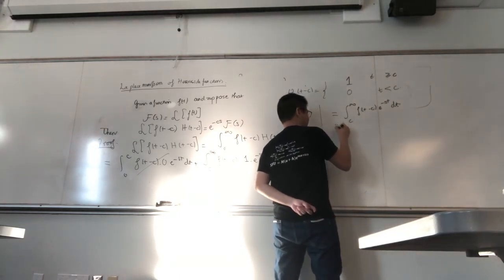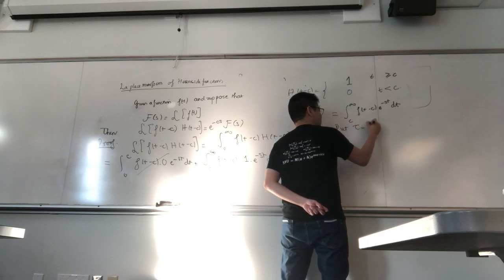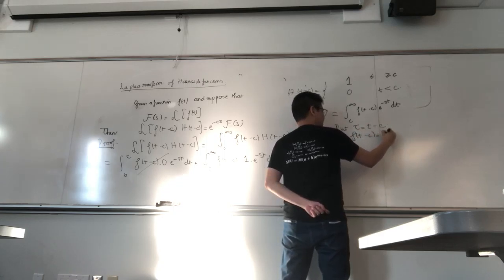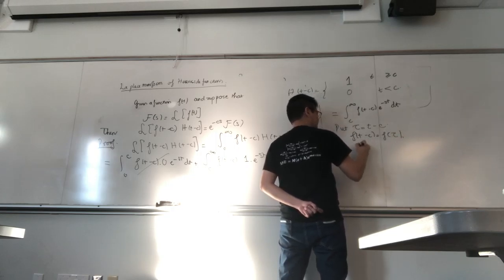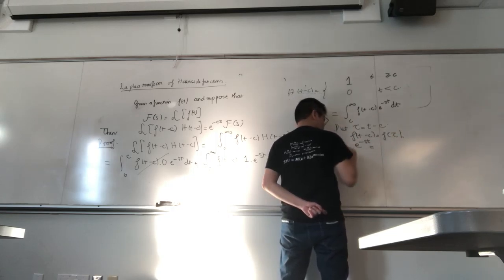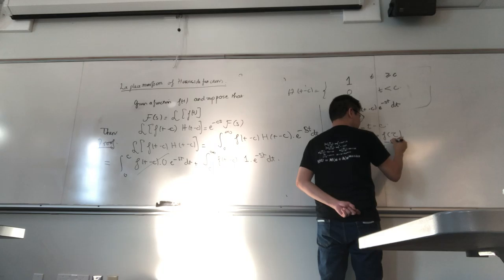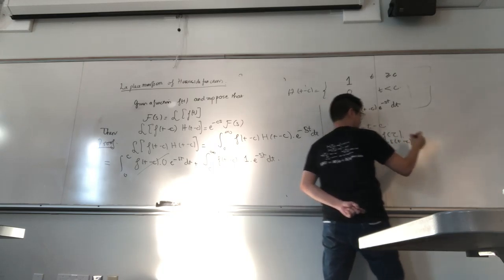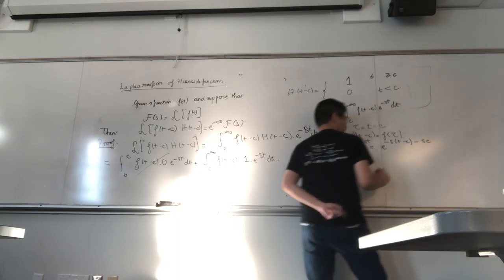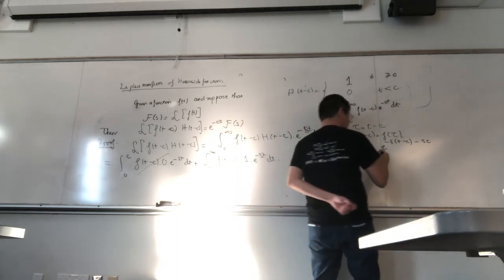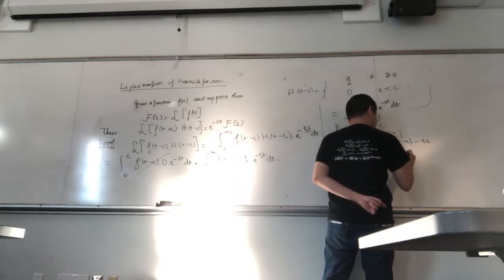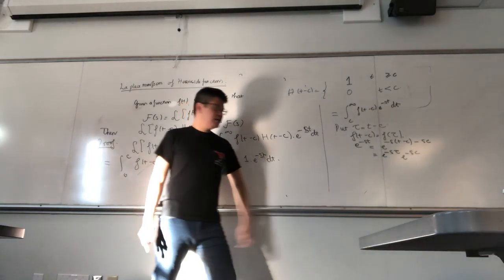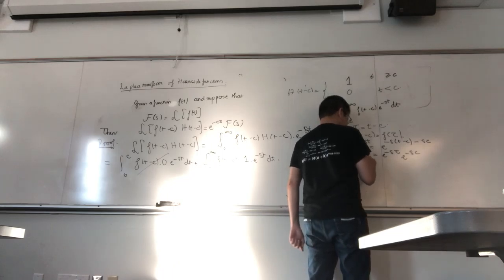So we put tau to be t minus c. So f(t minus c) will be f(tau). e to the power minus st will be e to the power minus s(t minus c) minus sc, and this is e to the power minus s tau times e to the power minus sc. And then dt will be d tau.